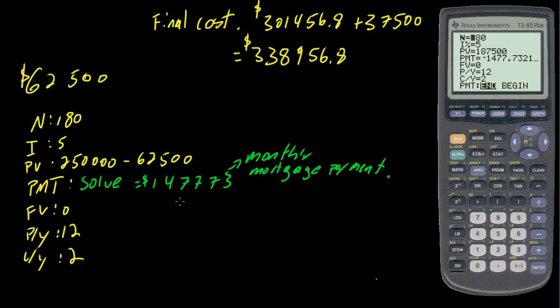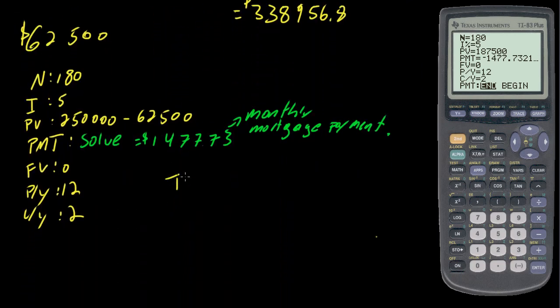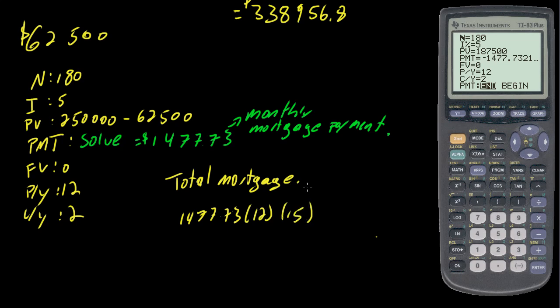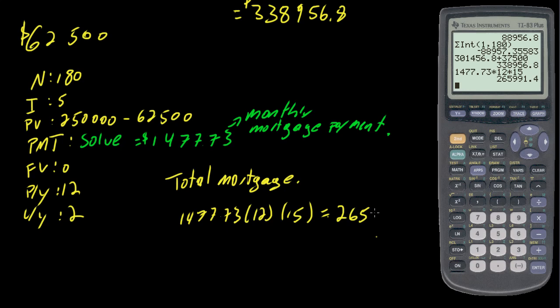Let's get our total mortgage cost now. So just like we did before, total mortgage. We're going to take our monthly mortgage payment, times it by the number of months in a year, times it by the number of years that we have this mortgage. Back to our calculator. It's a lot of using something, going back, calculating something else. It's pretty straightforward though, so hope you're following along as we go through this. And we're going to get the total mortgage, $256,991.40.